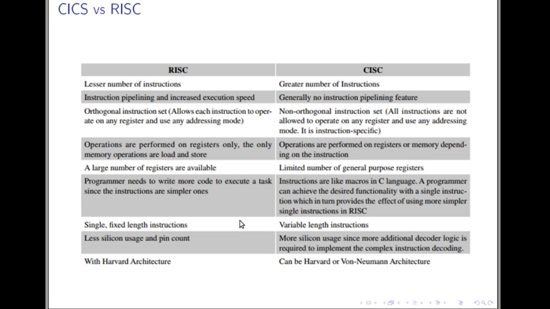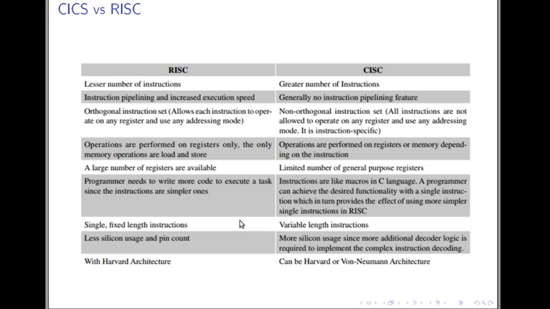In RISC, operations are performed on registers only. The only memory operations are load and store. In CISC, operations are performed on registers or memory, depending on the instruction. In RISC, a large number of registers are available, while in CISC, there is a limited number of general purpose registers.